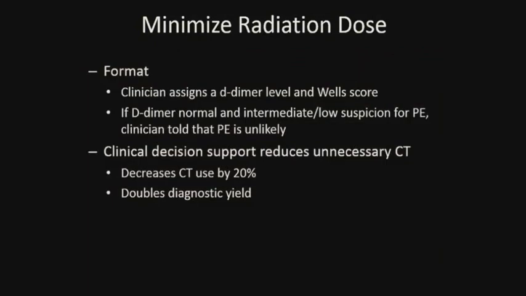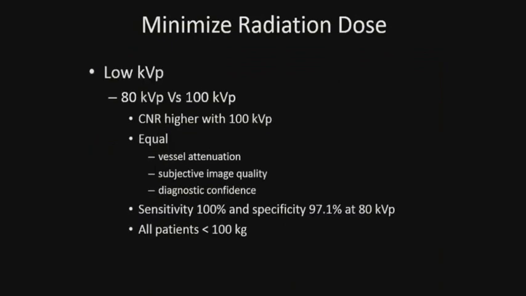There are many clinical decision rules that can be used, such as these 4 clinical decision rules, and it has been shown that using clinical decision support reduces the use of CT by 20% and increases the incidence of PE from 4 to 9%, and that was reported by Rajas and colleagues in Brigham and Women's Hospital.